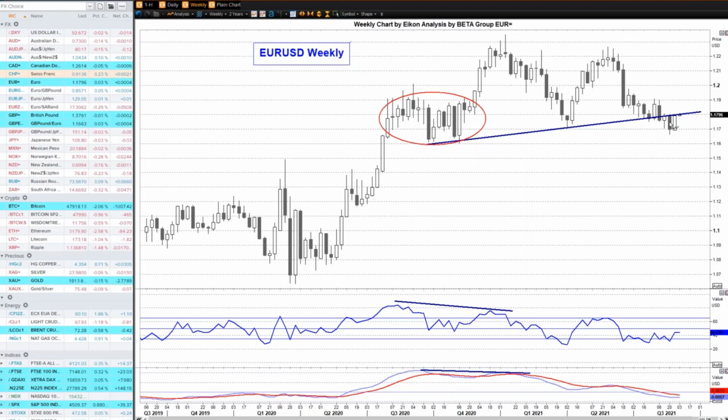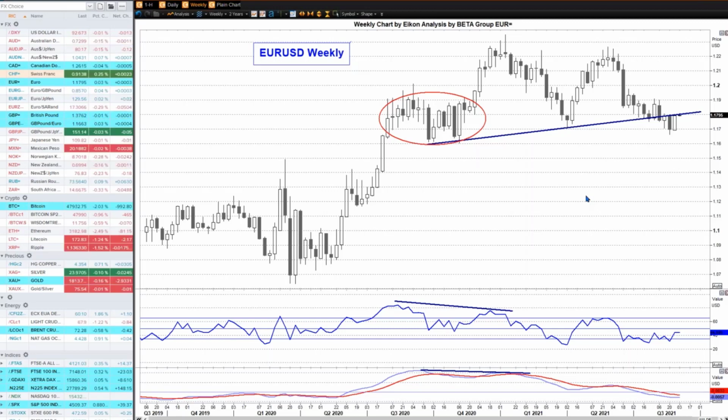This candle here, the week before last, was a breakdown, but now we've come back to it. So it's one of two things. It was a false break, or it's a very typical revisit to the neckline. And that happens a lot in head and shoulders patterns.